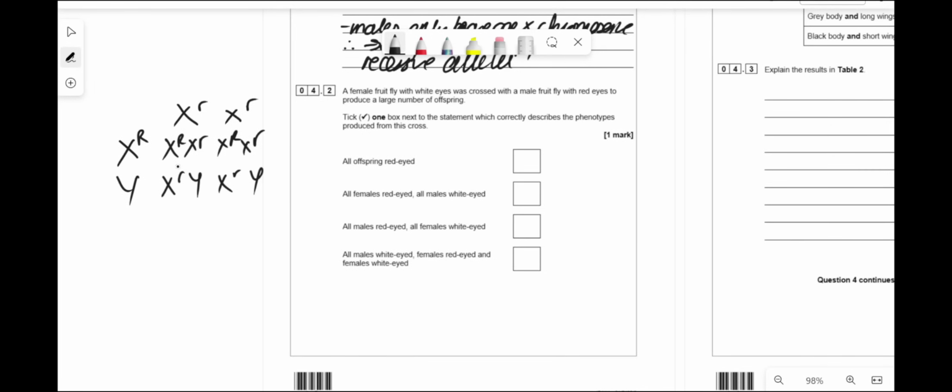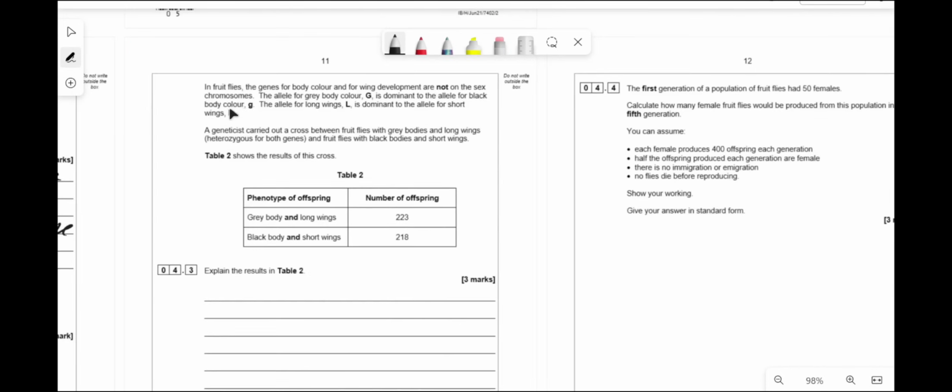So you can see that all the females are red-eyed and all the males are white-eyed. So where's that? All females red-eyed, all males white-eyed. There you go, bang.